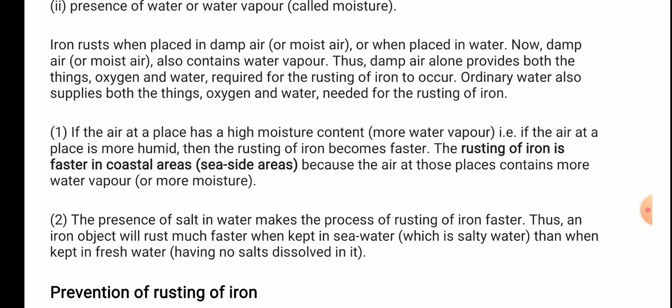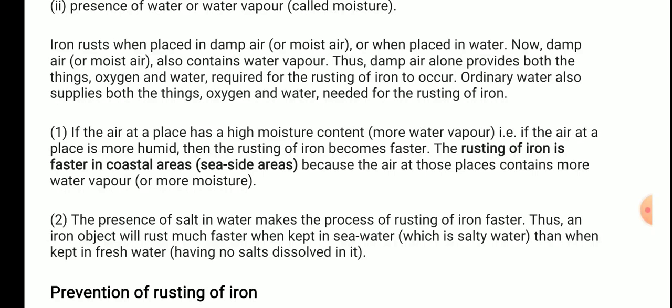So the important things regarding rusting of iron are: first, the necessary conditions for the rusting of iron were presence of oxygen and presence of water vapor. What happens? The iron metal reacts with oxygen and the water present in the surroundings and forms the rust. Rust is iron oxide. Okay, you need to remember this one. Rust is iron oxide, Fe2O3.